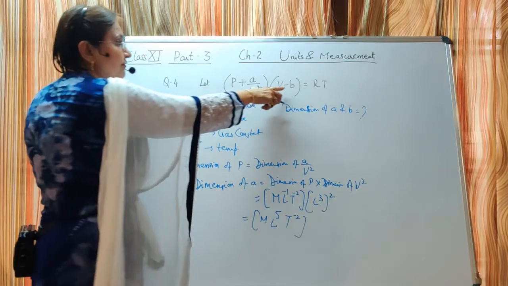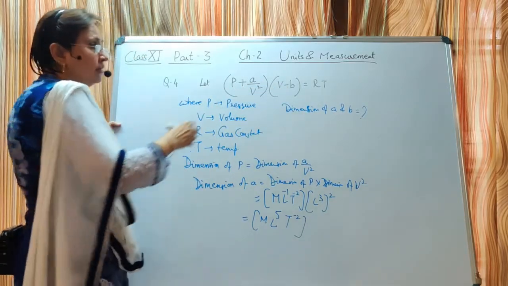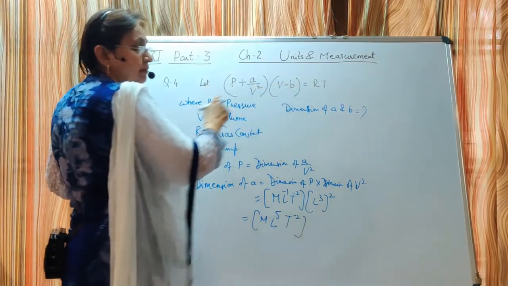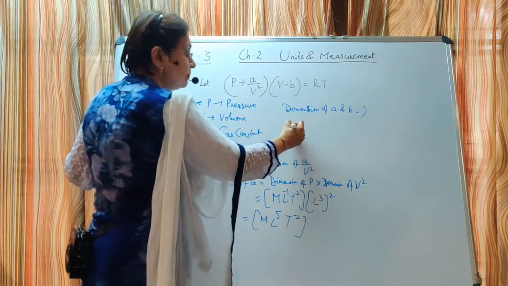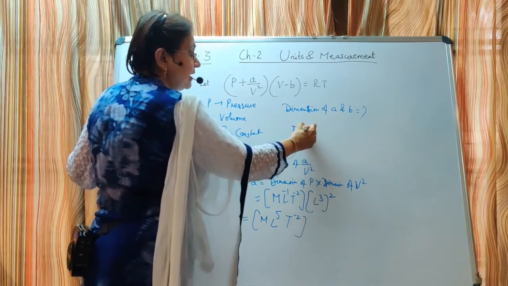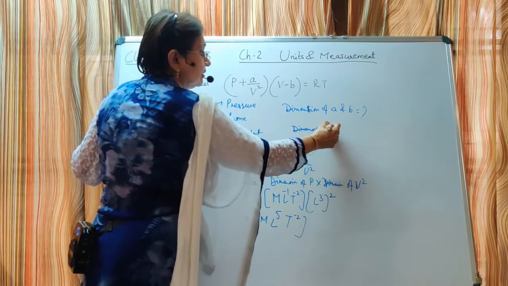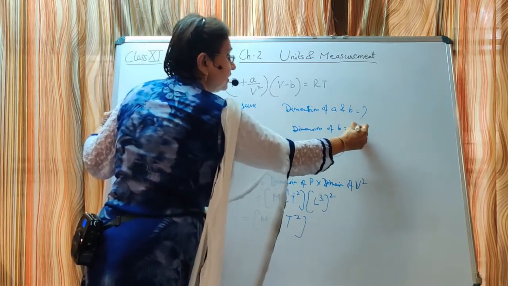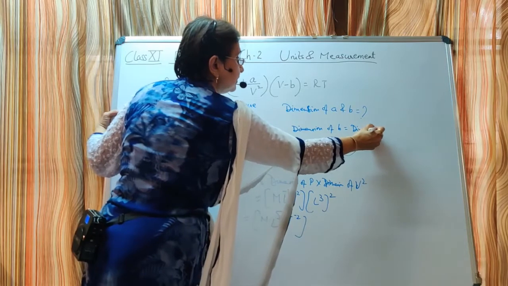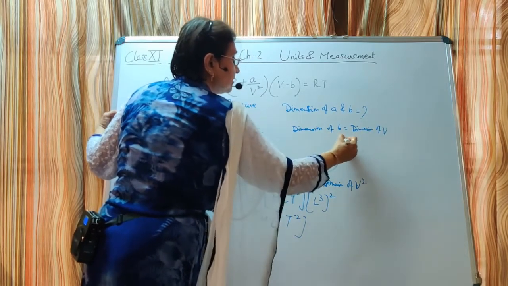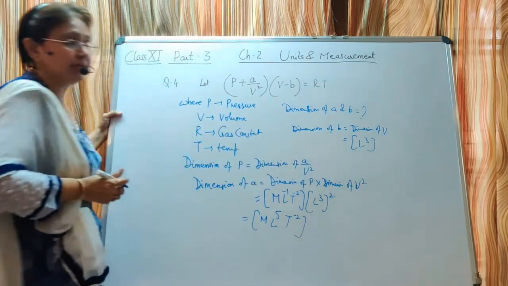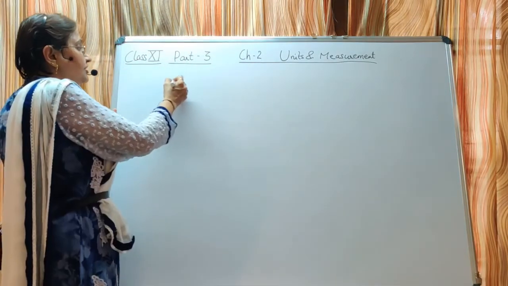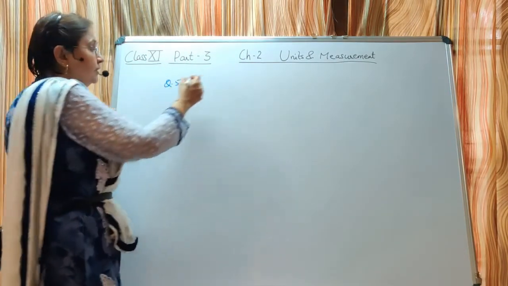The same way we can find the dimension of B. Here B is subtracted from V, so B should have the same dimension as that of V, and we know that the dimension of V, the volume, is L cube. So the dimension of B is L cube. Let's discuss one last question.